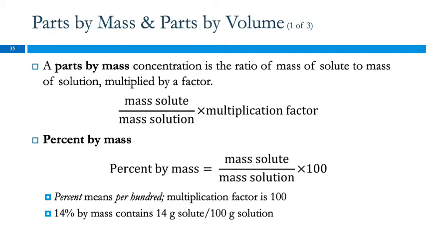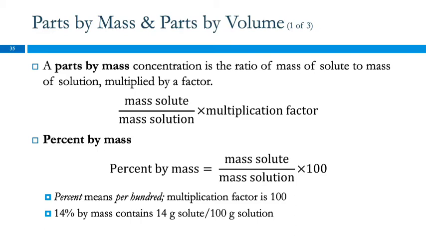Parts by mass and parts by volume. It's the parts that you're interested in divided by how many total parts. So like if you're talking about percentage of people, if you've got 3 people in a group of 10 people, three guys in a group of 10 people, right? So the part would be the 3 guys, and the whole thing would be the total number of people. Parts by mass just says that we're looking at the mass of the things. So mass of solute divided by the mass of solution times a factor.